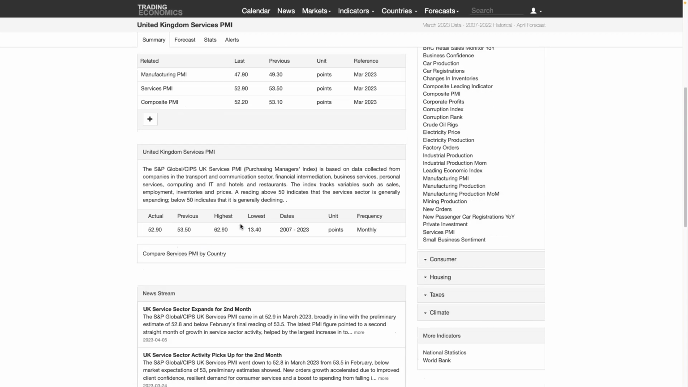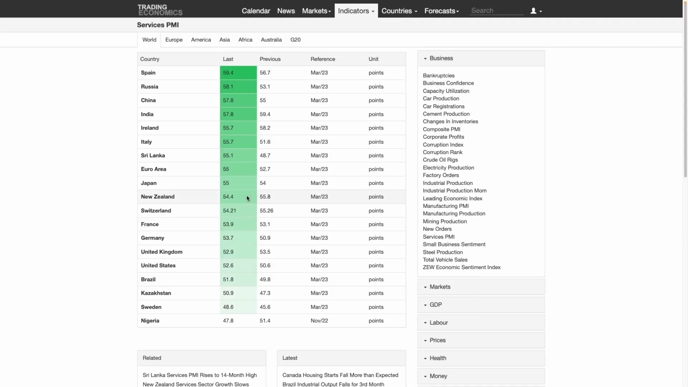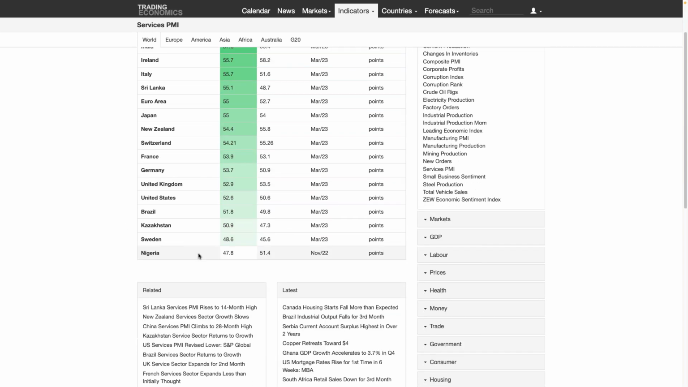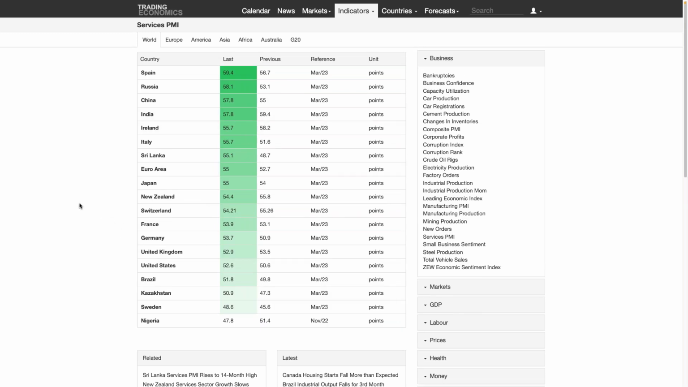You see, it's an expansionary territory, much more robust. And if you take a look at services PMI generally, US in expansionary territory, UK in expansionary territory, France, Germany, New Zealand, Euro area, 55, Japan, 55, decent expansionary services PMI across all those major countries.